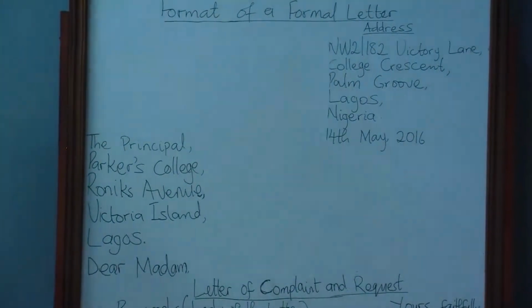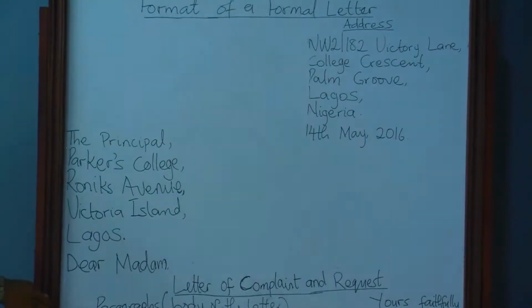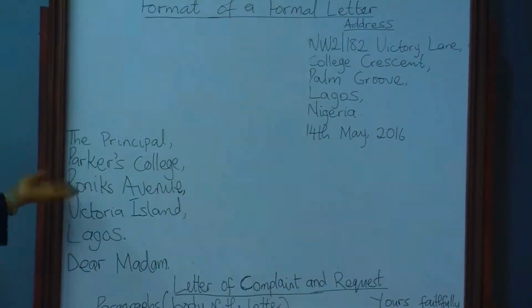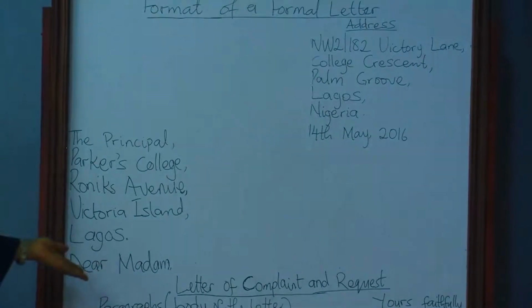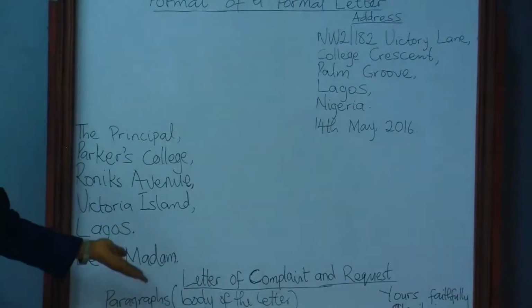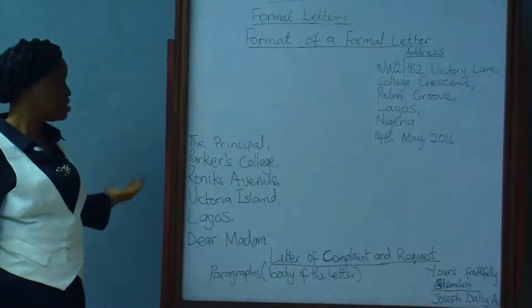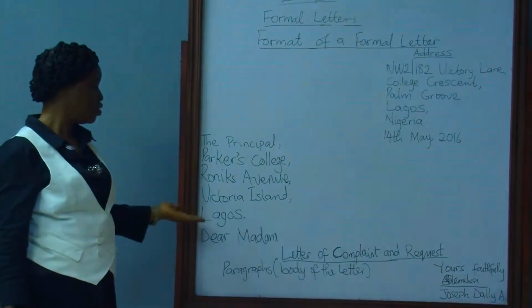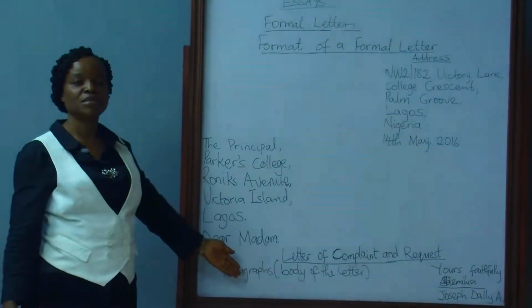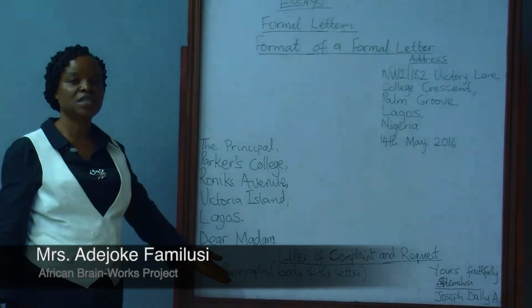Now look at the recipient address. The recipient address is easier because you're writing by the margin already. So it's very, very easy. You don't need to rule there. And that's what you have. From here we're writing to the principal, we're lodging a complaint and requesting that some things be gotten for us or be given to us in the school. Now, look at the principal, Packers College, Ronix Avenue, Victoria Island, Lagos. Dear Madam, we know our principal is a woman, and so we have addressed her as Dear Madam.